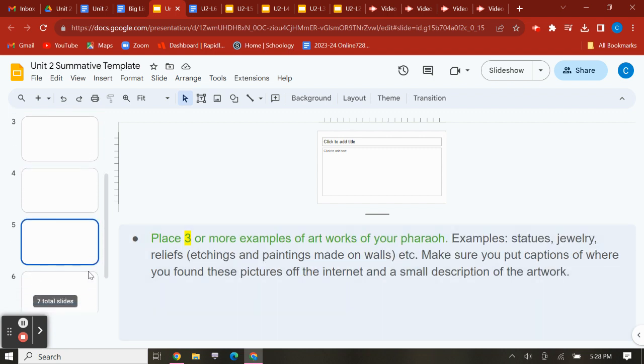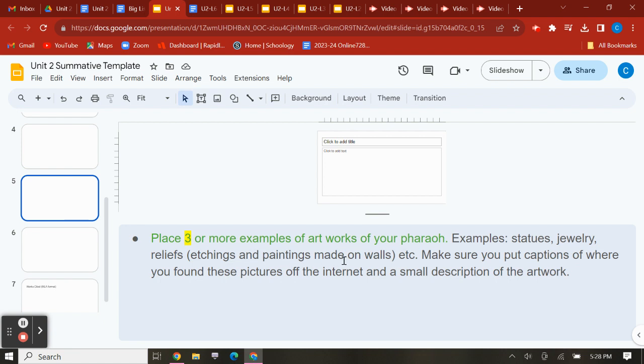And then for slide number 5, you're going to place 3 or more examples of artwork of your pharaoh. So examples could be things like statues, jewelry, reliefs. Reliefs are etchings and paintings made on the wall, so they're carved into the walls. Make sure that you put captions of where you found these pictures off the internet with a small description of the artwork. So don't just slap pictures in here. Put a little text box below describing what am I looking at and where did you get it from.